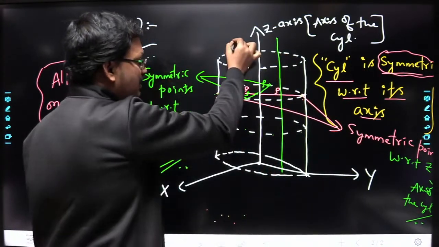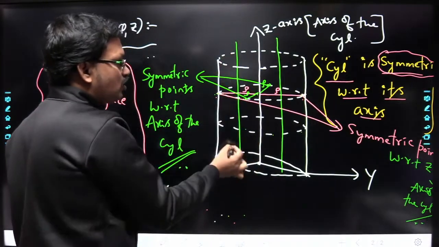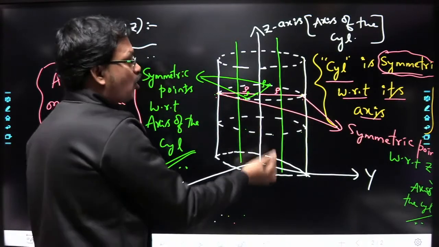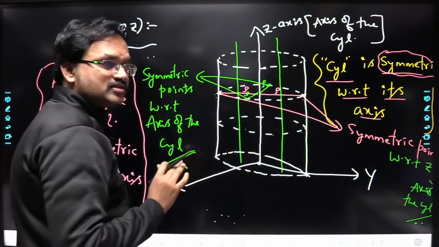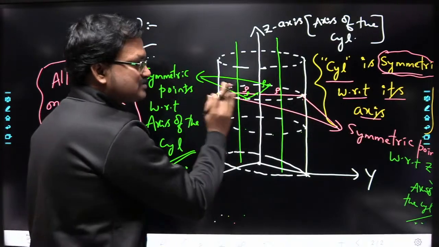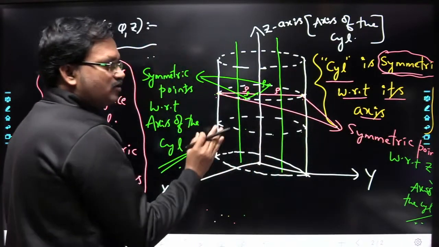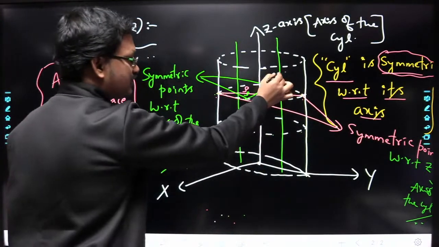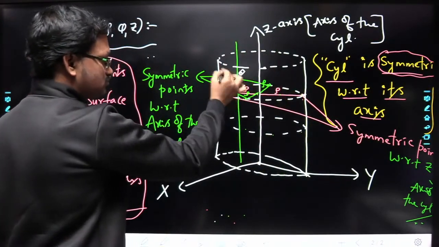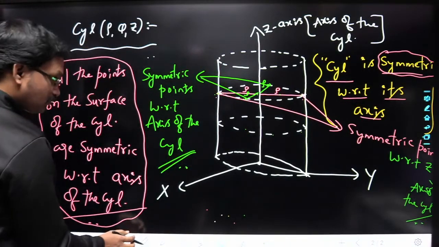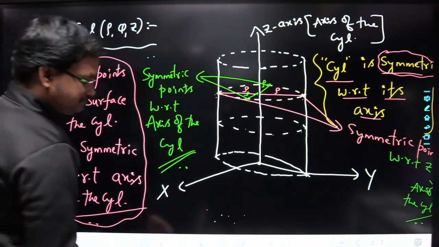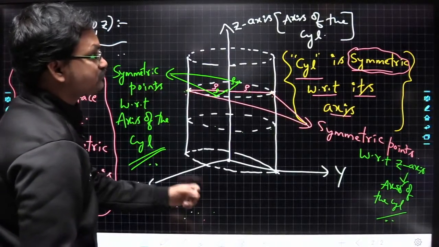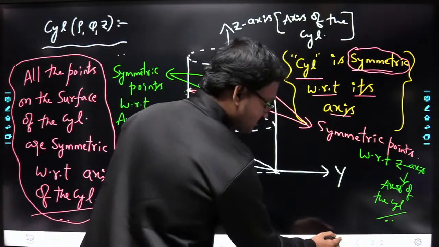If you consider another line like this, with respect to this line also you cannot find the symmetric points. So you can find the symmetric points only with respect to the axis of the cylinder, and hence we call the cylinder symmetric with respect to its axis. Understood? I hope it is very clear, crystal clear. Yes or no? Okay, fine. So next.